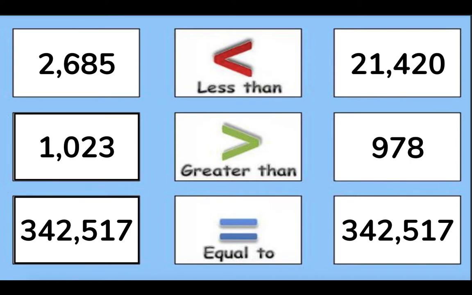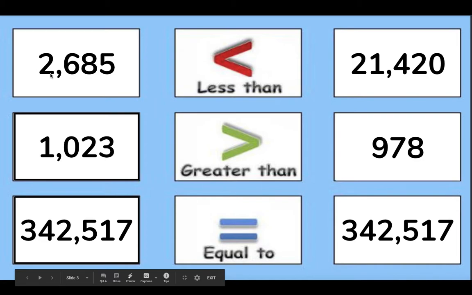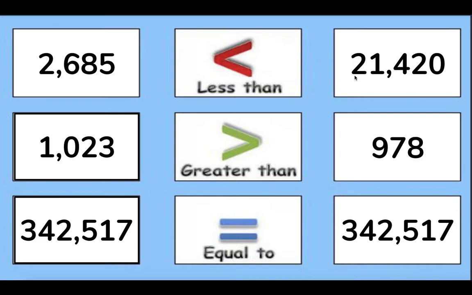So to make these symbols make a little bit more sense, I have a strategy for us. Once we compare the two numbers, such as 2,685 to the number 21,420, we see that 21,420 has two 10,000s, where 2,685 has 0 10,000s. So we've determined that 2,685 is less than 21,420, but it's really easy to get the greater than and less than symbols mixed up. So I have a strategy for you.